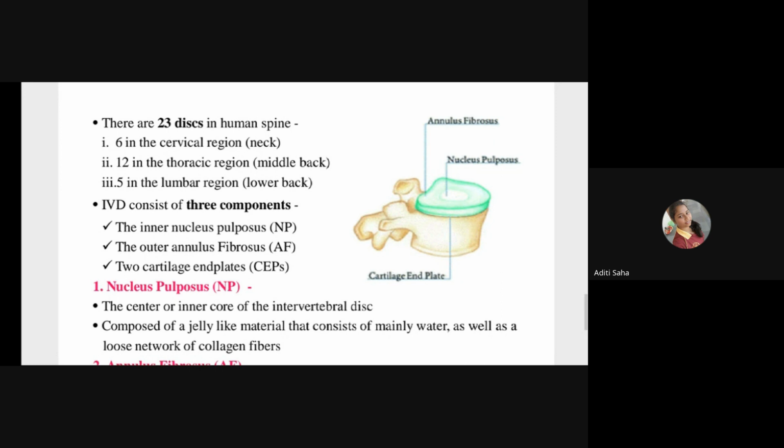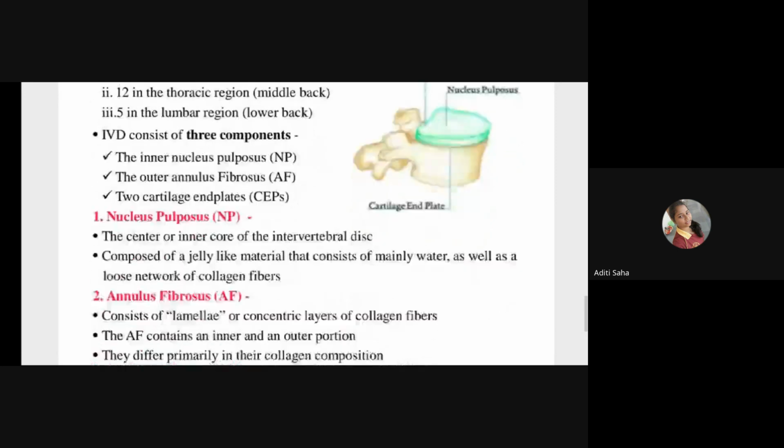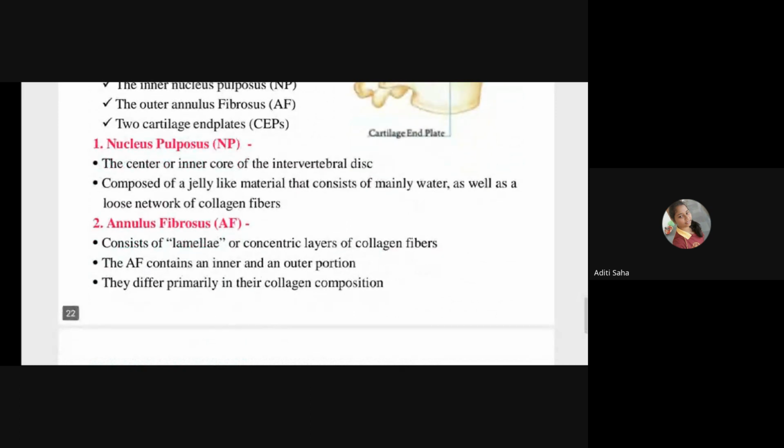So we will go into a bit more detail for nucleus pulposus. The center or inner core of the intervertebral disc is the nucleus pulposus, composed of a jelly-like material that consists of mainly water as well as a loose network of collagen fibers. Okay, so this jelly-like material consists of mainly water and a loose network of collagen fibers. Next is annulus fibrosus.